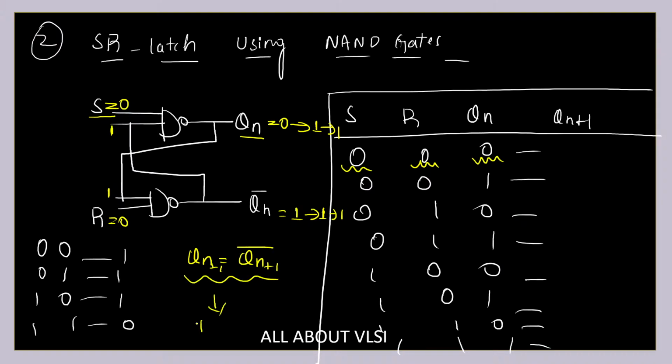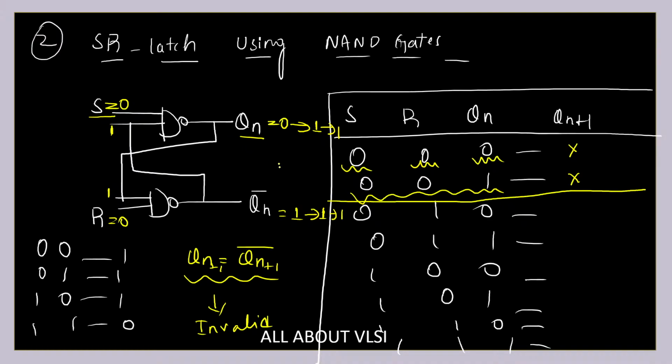But this is not valid. This is an invalid condition, so that's the reason I write don't care over here, and in this combination also it is don't care. You can check it out. Whenever S is equal to 0 and R is equal to 0, whatever your present state, your next state is an invalid state. You can see over here Qn plus 1 and Qn plus 1 complement are equal, but they should not be equal. If a value is equal to 1, then its complement should be 0. It should be opposite, but here both are the same. That's the reason it is invalid.